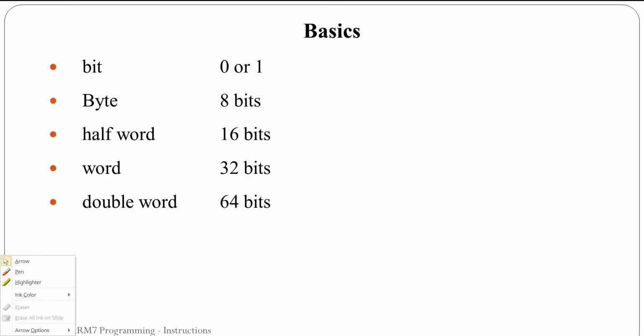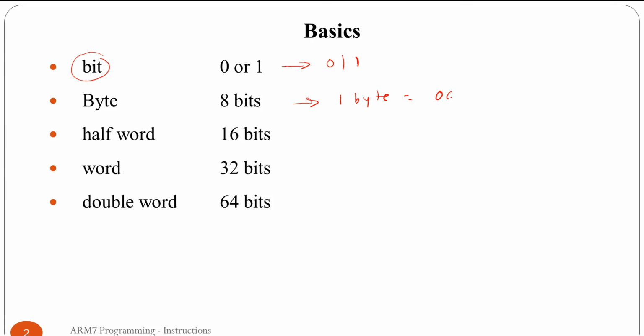So before going to the direct topic, I will first explain a few basic concepts which are required for understanding these instructions. First we'll understand what is meant by bit. In digital, we always represent numbers or data with the help of zeros and ones, so we have two bits, that is 0 and 1. If we combine 8 such bits, then we get 1 byte of data.